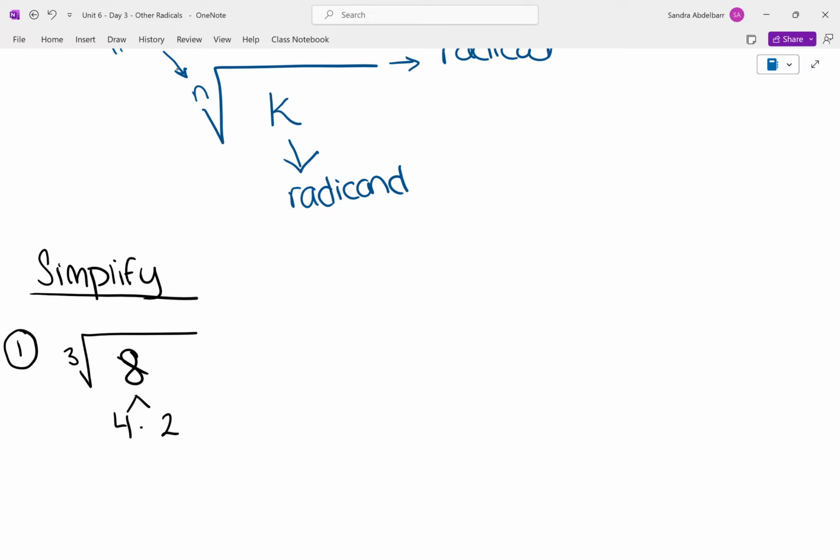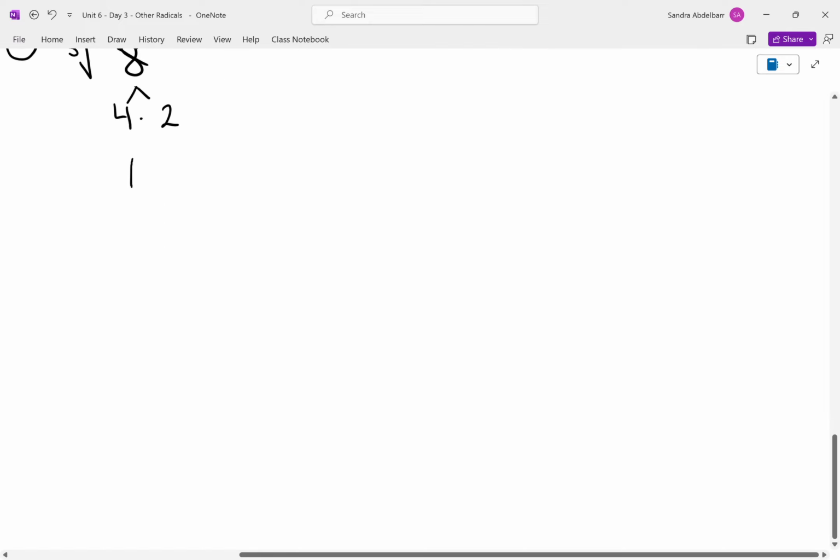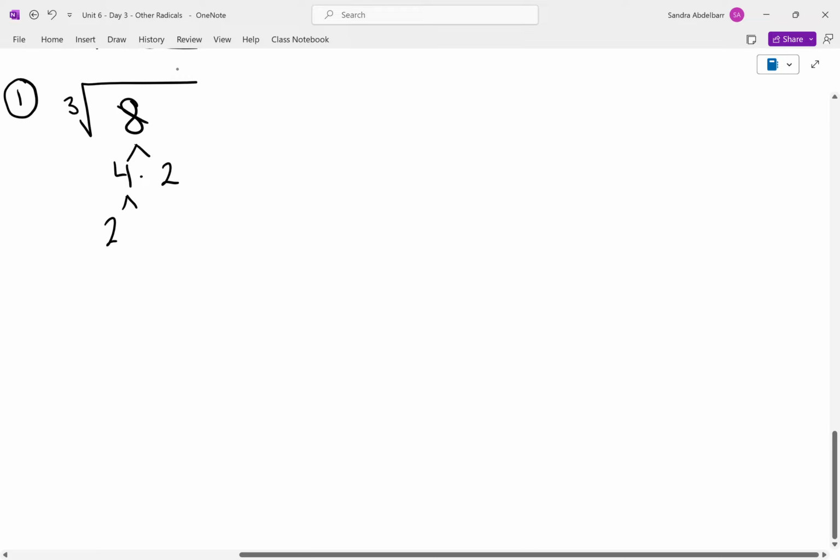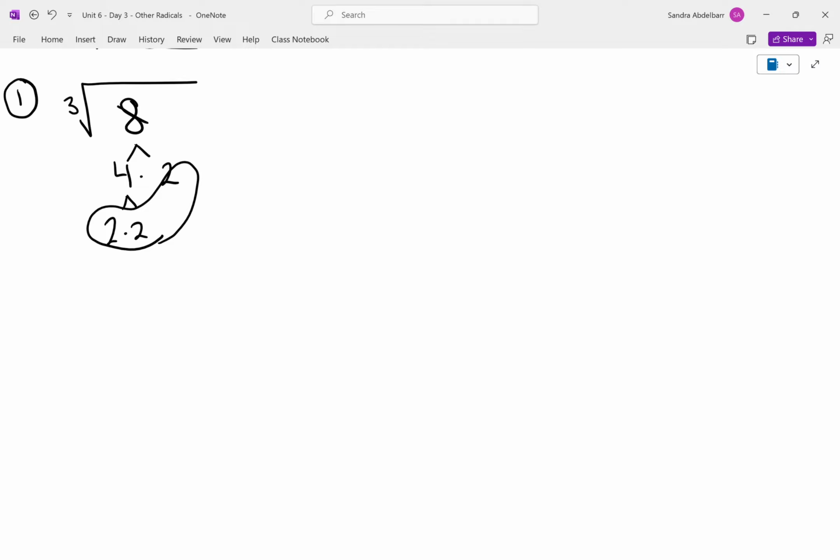So when we break down 8, we know 8 is 4 and 2. And then 4 becomes 2 and 2. Do we have our triplet? Yes. So that means anything you circle comes out 1 time. So I circled 1 group of 2s. That means 1 2 is coming out. Is there anything left on the inside? No. This tells us 2 times 2 times 2 is 8.